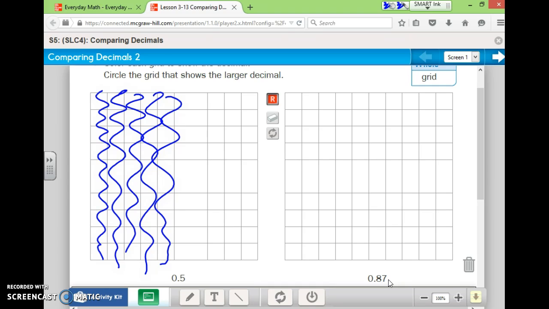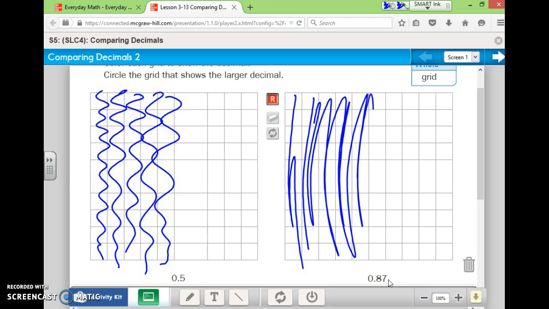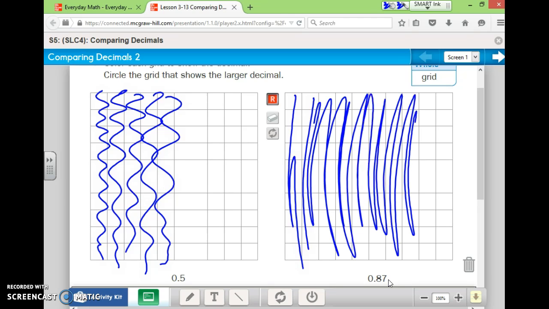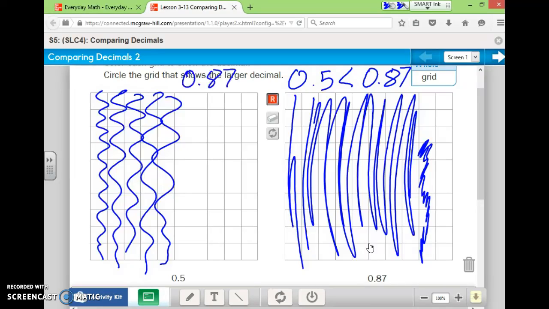Now we're going to look at 87/100. 8 because there's 8/10, and then I have to do 7/100. So 1, 2, 3, 4, 5, 6. There's 7. So it's pretty easy to see that 87/100 is bigger than 5/10. So we could write this like this. Or I could write it the other way. So there are two different ways that we can compare them.